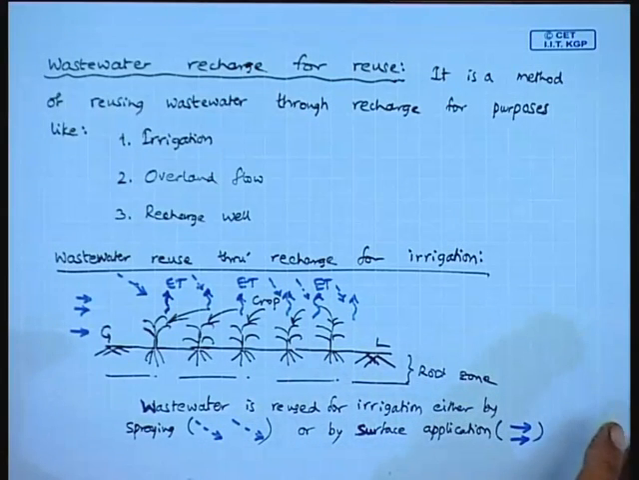Whether we employ spraying or the surface spreading of this wastewater, it will infiltrate into the root zone of the crop, and thereby provide the necessary irrigation for the plants which form the crop. Thereby we take care of two problems. One is we reduce the load on the wastewater in the sewerage system, and secondly, we also reduce the irrigation water requirement of crops. In doing this, we make use of the storage which we can create in the root zone of the plants which form the crop.